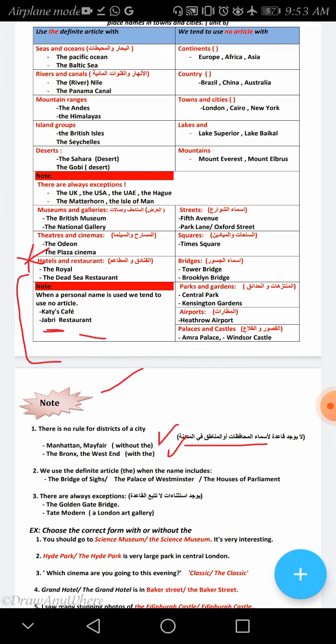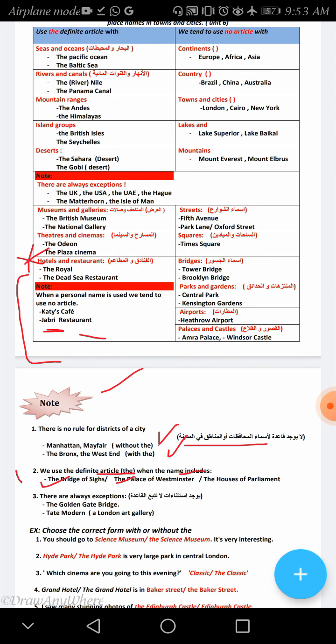حفظ. Number 2, we use the definite article the when the name includes. متى بنستعمل كمان the لما الاسم include يشمل أو يتضمن. The Bridge of Sighs. This is number 1, مثال حفظ. Number 2, the Palace of Westminster. Last one, the Houses of Parliament. You have to use the. هدول الأمثلة حفظ يا مس.